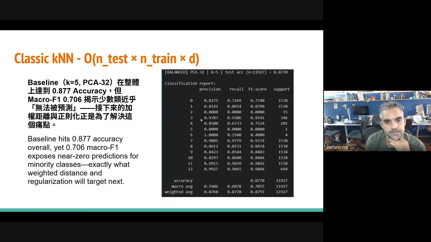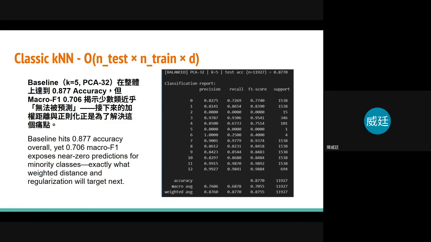Okay. Our baseline overall accuracy is about 0.877, but the F1 score is about 0.7. You can see strong scores for dominant classes, but some minority classes have support as low as 1 to 15 samples, so nearly zero F1 score. Correct. Next page, please.